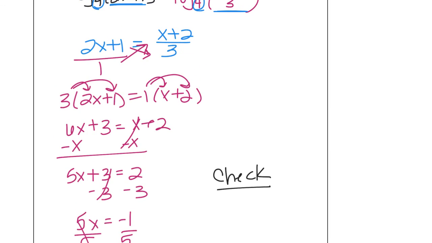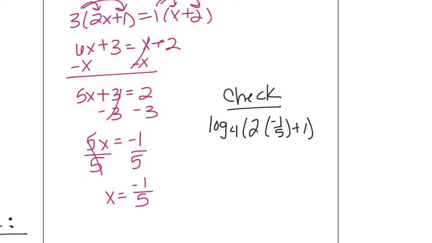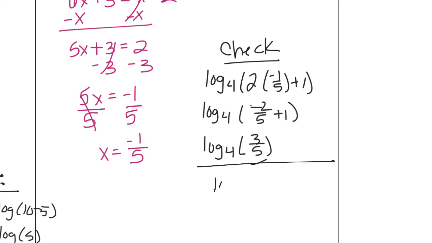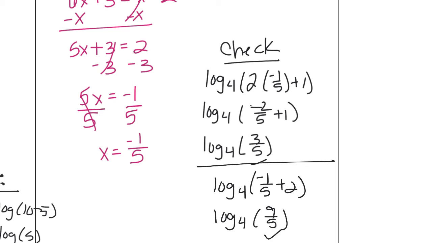So I'm going to check each log individually. So the first log was 2x plus 1. So 2 times negative 1/5 plus 1. Let's check that one. So this is going to be negative 2/5 plus 1, and negative 2/5 plus 1 makes 3/5, which is positive. So far, so good. The next log that had a variable in it was log base 4 of x plus 2. So x was negative 1/5 plus 2. Negative 1/5 plus 2 makes 9/5, which is also positive. So yes, x equals negative 1/5 is a solution.